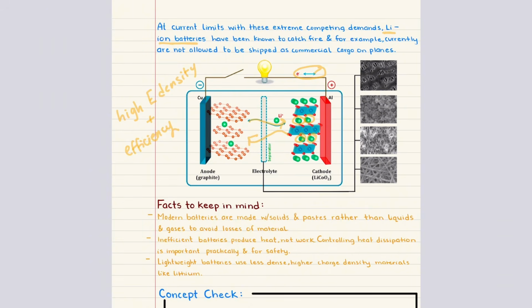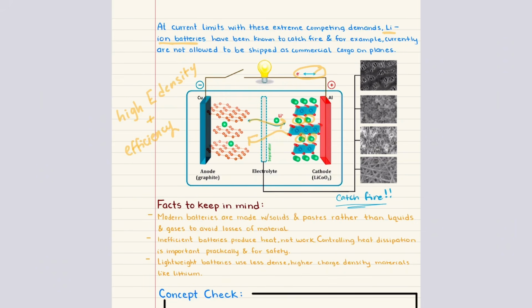If heat builds up faster than it can be dissipated, the internal temperature can rise pretty quickly, and that can initiate a chain reaction called thermal runaway. This is why lithium-ion batteries require careful design of separators, casing materials, and even heat management systems. And it is also why they are not permitted as commercial cargo on airplanes.